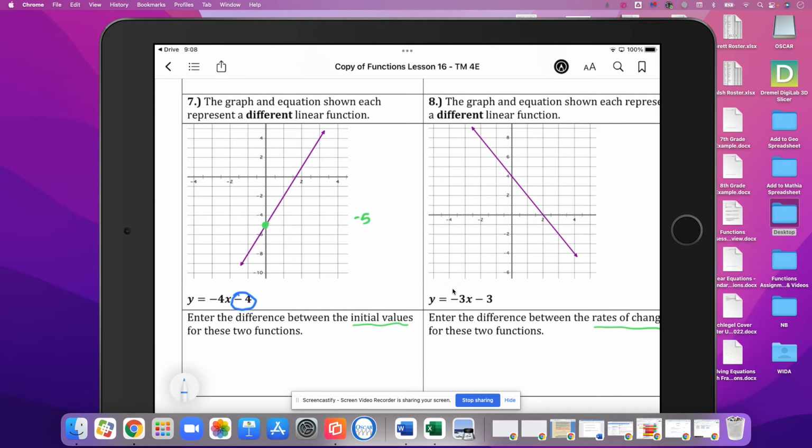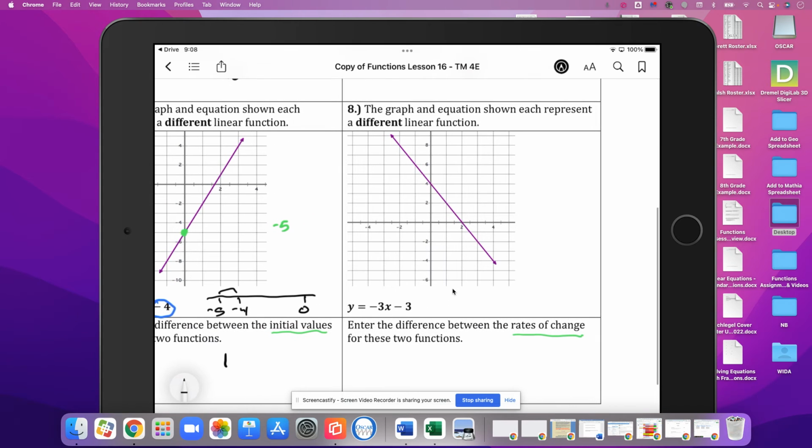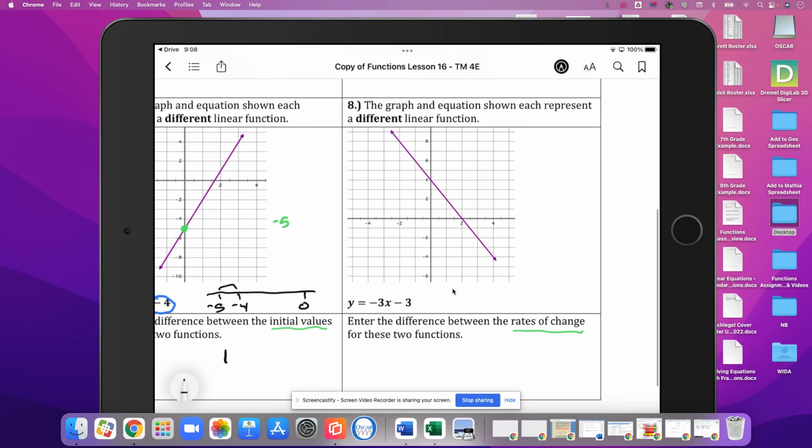-5 and -4. So just to make sense of it with our number line again, if I put 0 there, -5 would be over here somewhere, -4 would be on the same side of 0. So it's just a jump of 1. So the difference between those initial values is just 1. For the next one, rates of change.